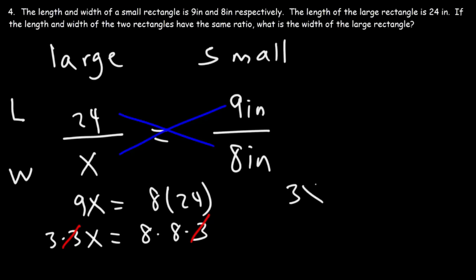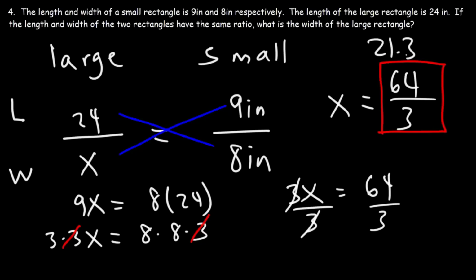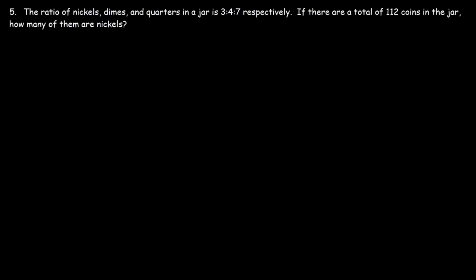So right now we have 3x on the left. 8 times 8 is 64. Now let's divide both sides by 3. 3 doesn't go into 64, so we can leave our answer as 64 over 3. So that is the exact answer of the width of the rectangle. But if you want to turn that into a decimal, this is about 21.3, or you could say 21.3 repeating. And the units, inches. So that's it for this problem.